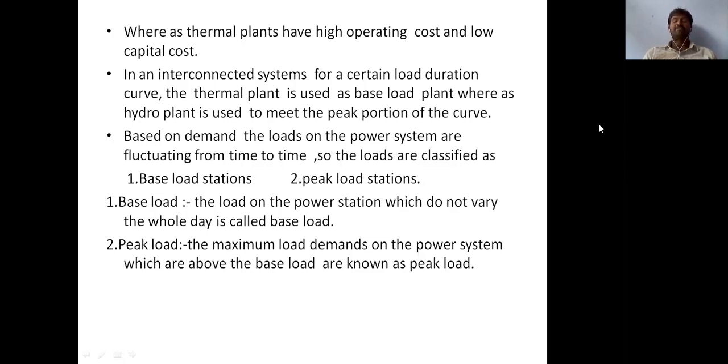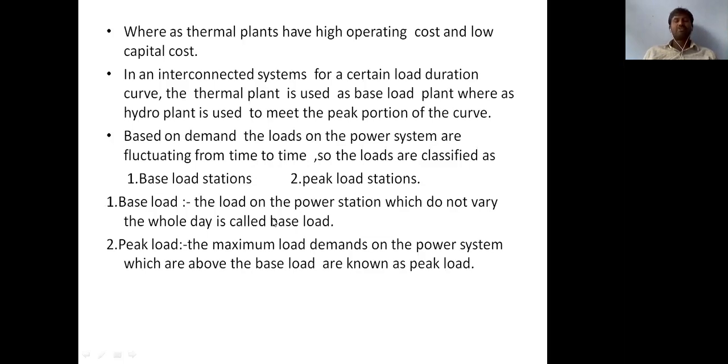Such a system is called a hydrothermal system. So our main aim is to reduce the operating cost of the thermal power plant through the hydro power plant when the water is available. Based on the demand, the loads on the power system fluctuate from time to time, so the loads are classified as base load stations and peak load stations.